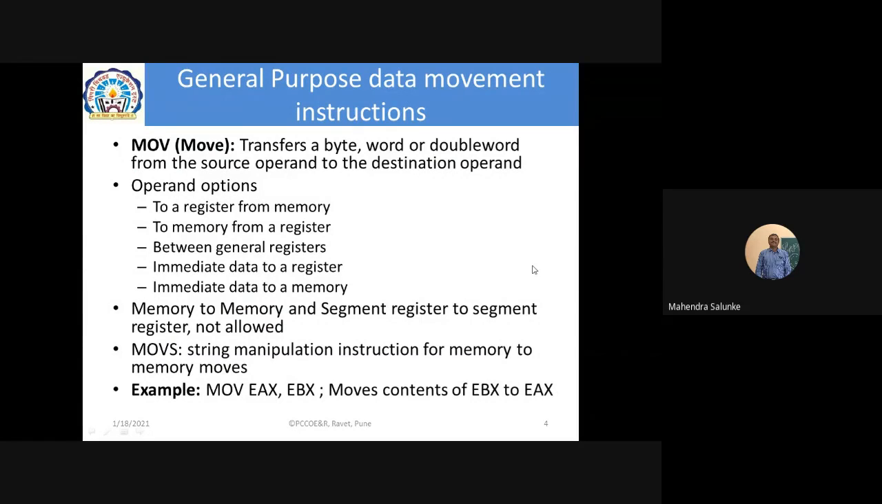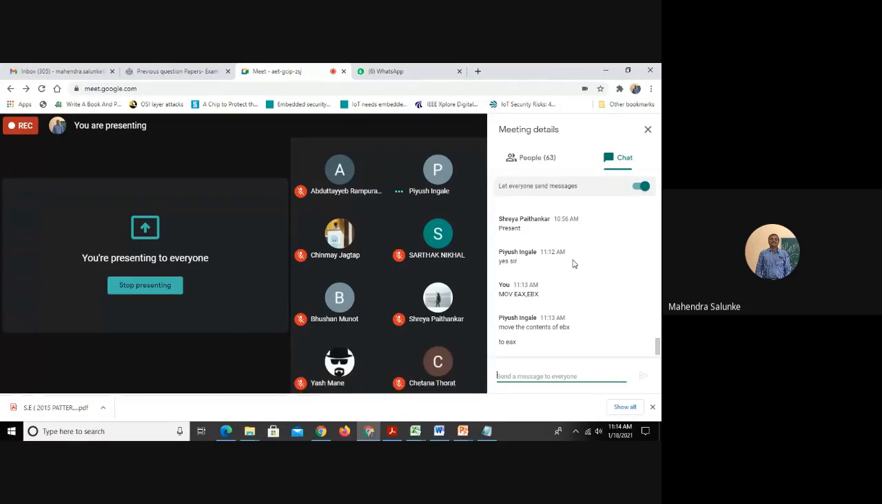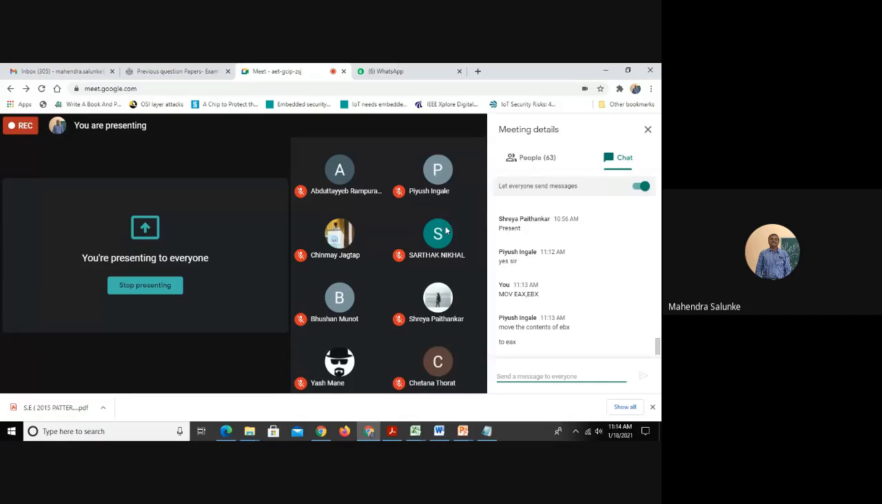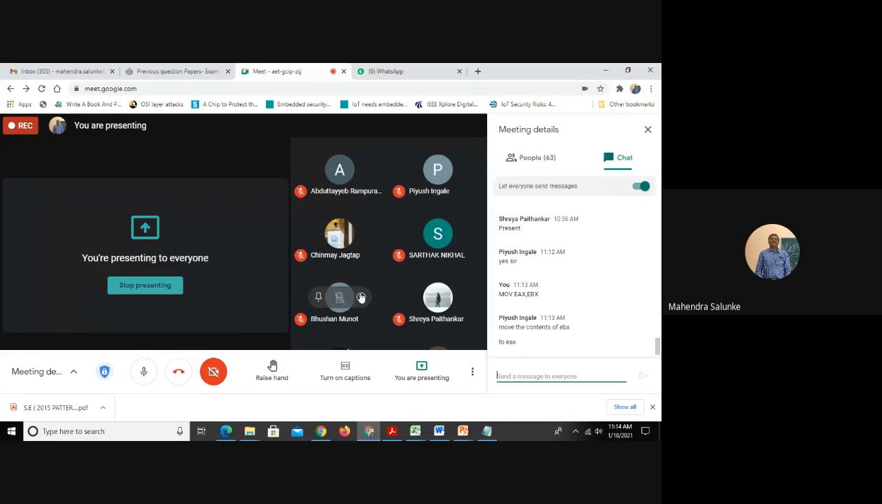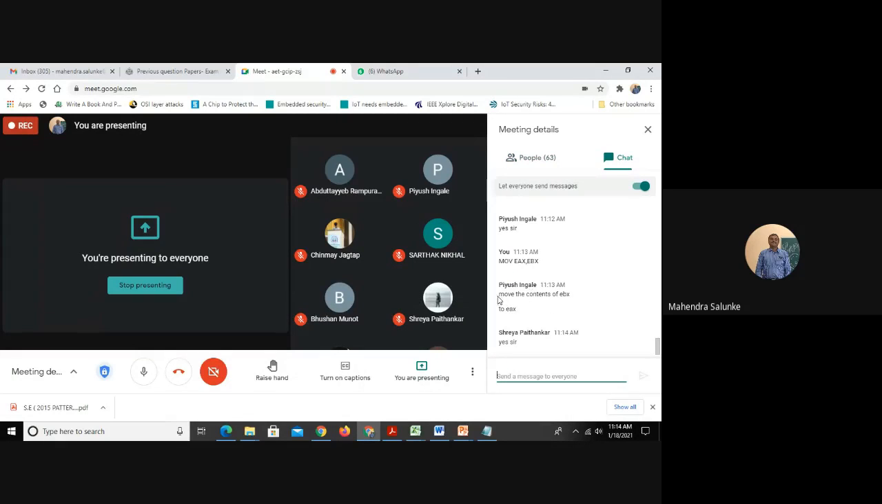Here I have explained it and it is already there on the screen. So it is going to move what? EBX to EAX, right? All of you, just give your remarks. Is this correct? All of you? Shreya Paitankar, are you there? So what is your view about it? Is this the correct answer? Okay, all right. So it is correct.